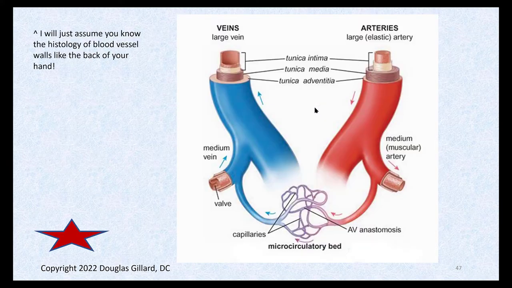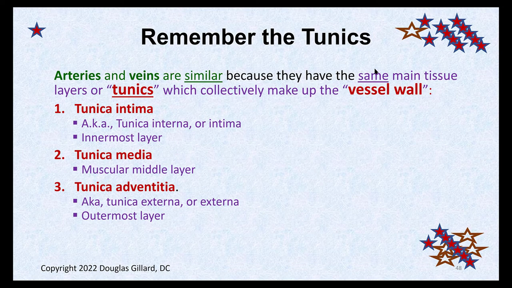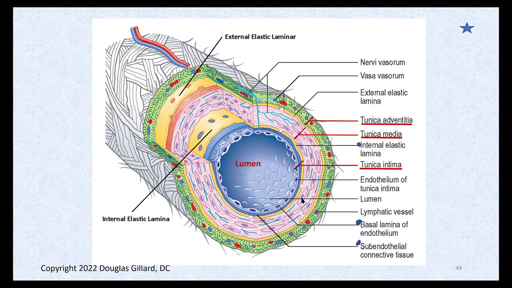Blood vessel wall, I assume you know this stuff. The tunica adventitia is the outer layer. Tunica media is the muscular middle layer. Tunica intima is the inner layer. Right, watch out for the AKAs. Tunica intima, tunica interna is an AKA. Same with the adventitia layer. Tunica externa is an AKA you have to watch out for. There's a nice picture of it.